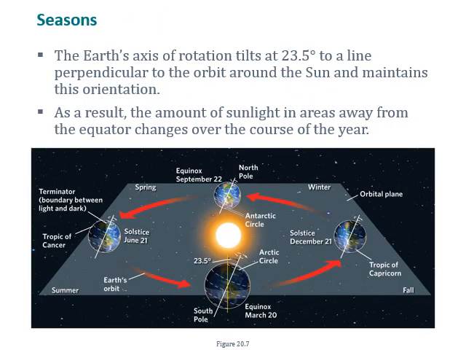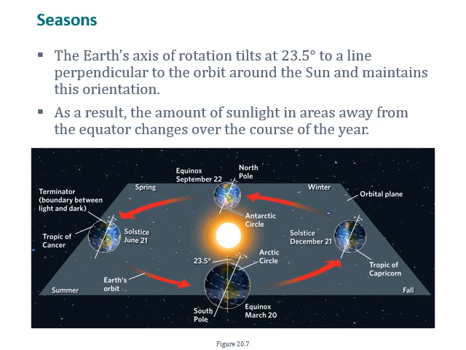The following two slides are just as consequential as the previous. These slides discuss how the seasons occur on Earth. And this is because the Earth's axis of rotation tilts at 23.5 degrees to a line perpendicular to the orbit around the Sun, and it maintains this tilted orientation as it orbits the Sun in one revolution every year.